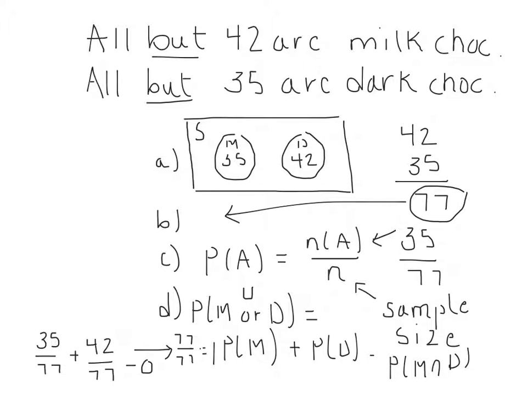And then in E, if one chocolate is selected at random, what is the probability that it is milk and dark? We've just identified that that can't be done. That can't be chosen in one pick from the box. So that probability is 0.